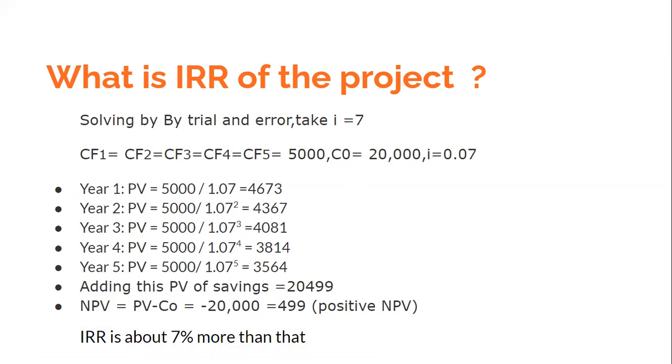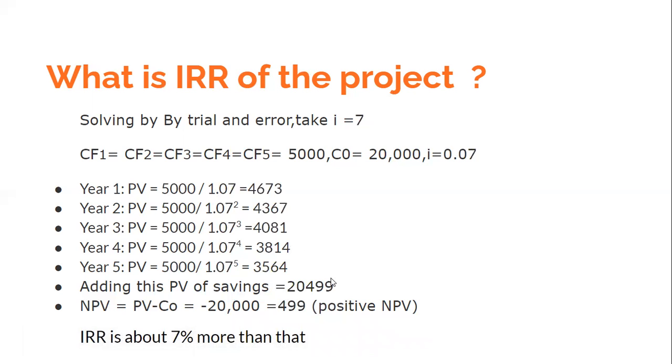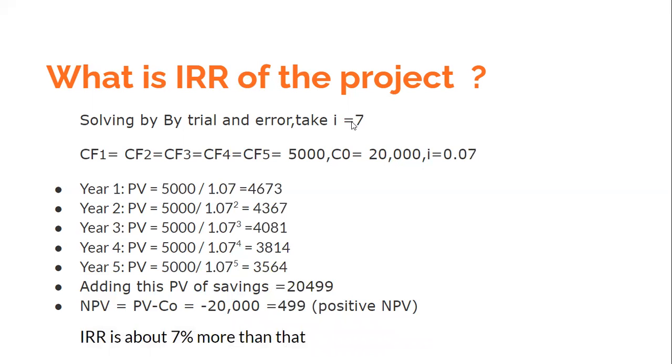If you take it as 7 and again calculate the present value, so 5,000 upon 1.07, 5,000 upon 1.07 squared, 5,000 upon 1.07 cubed, 5,000 upon 1.07 to the power 4, 5,000 upon 1.07 to the power 5, and add up this present value of the savings, we find that the present value now comes marginally positive. Because it is marginally positive, by 500 rupees, it means that the return is now closer to 7. It would be slightly more than 7, but it is not 9, it is not 8. So we have now calculated that the internal rate of return is about 7%. It is slightly more than 7%.